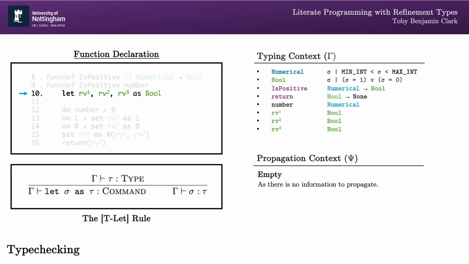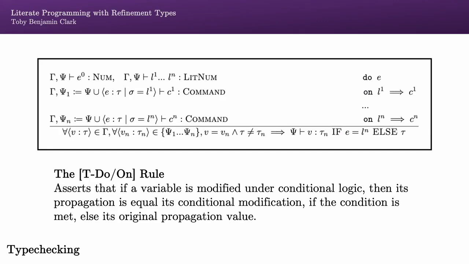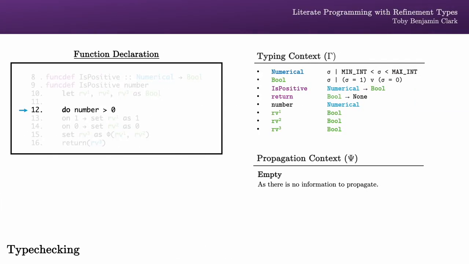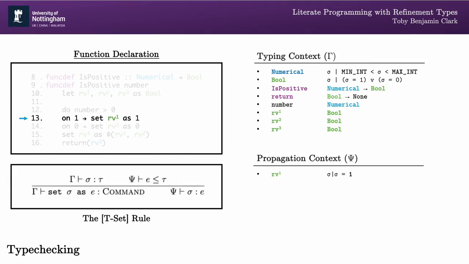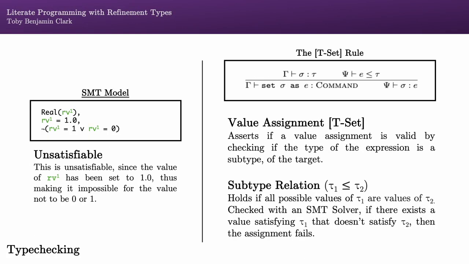Following this, the tlet rule can be used to assert that rv1 through 3 are of type boolean. The doOn rule asserts that if a variable is modified under converging statements, then its refinement can reflect this, specific to the expression in the do block. So, if number is greater than 0, then rv1 is set to 1. For a set statement to be valid, the expression must be a subtype of the assigned target.